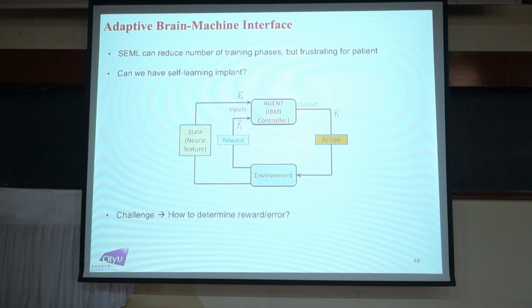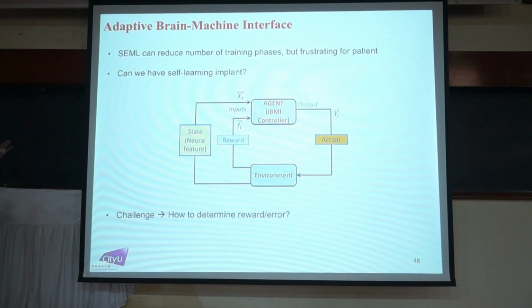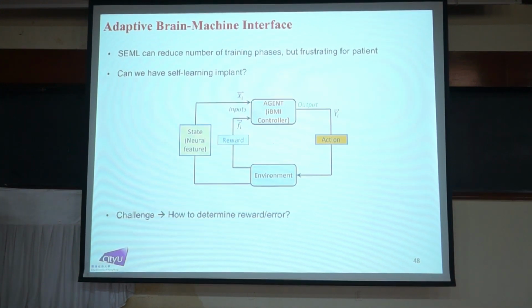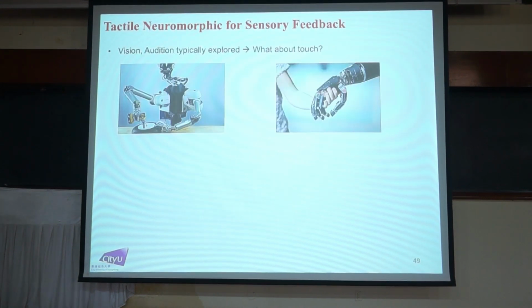So in terms of future directions, one of the important things is, like I said, this non-stationarity. Right now we have some training methods that are robust to non-stationarity, but you still need to retrain once in a few days. So if you could have a self-calibrating or self-learning implant that could continually learn, that would be the best solution. Again, there's a challenge here: how to determine when to train.